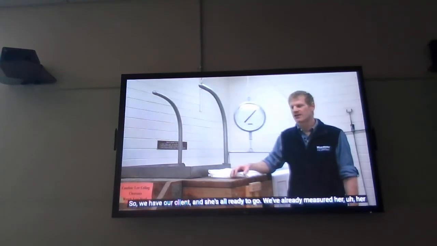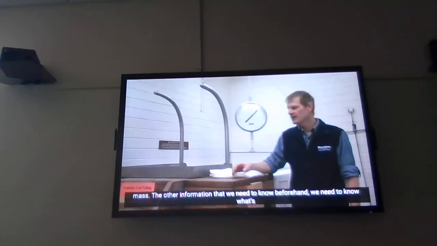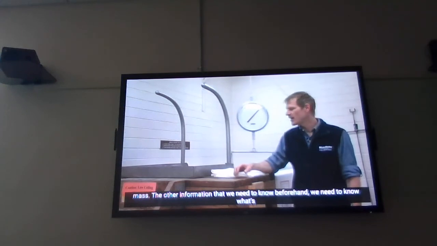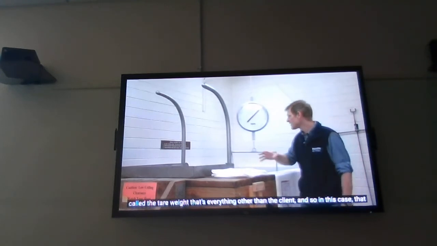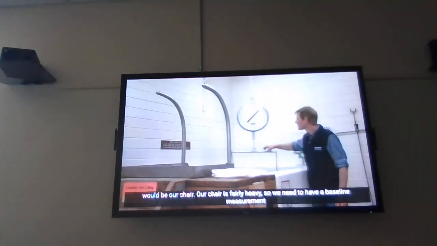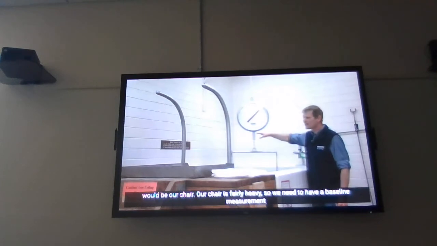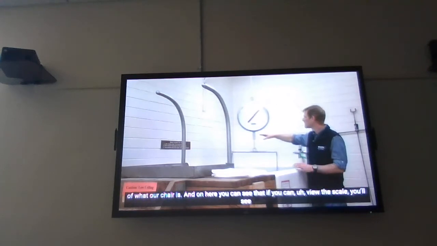So we have our client. We're actually measuring body volume with the underwater weight. The other information that we need to know beforehand is what's called the tare weight. That's everything other than the client, and in this case, that would be our chair. Our chair is fairly heavy, so we need to have a baseline measurement of what our chair is.